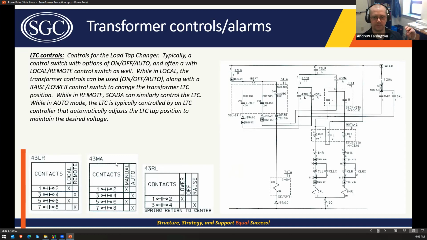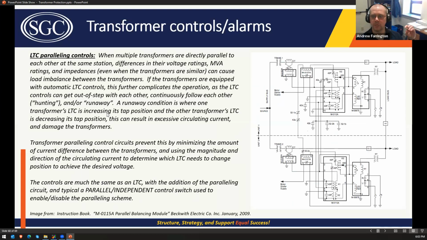These are examples of the switch development for those different kinds of controls, so that you can figure out what's going on here. Paralleling controls, we won't spend a ton of time on this. This is the last slide.